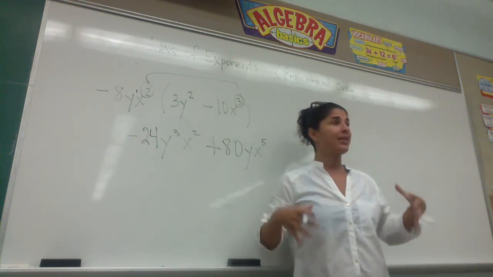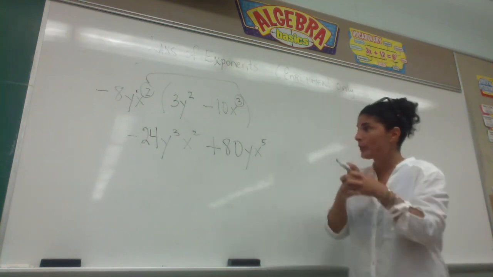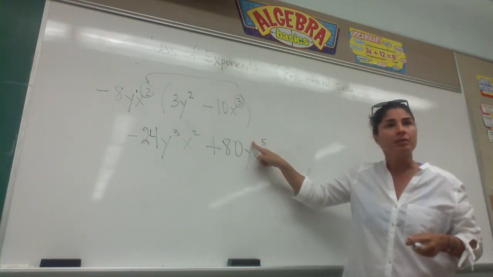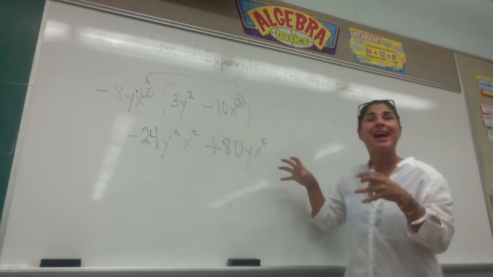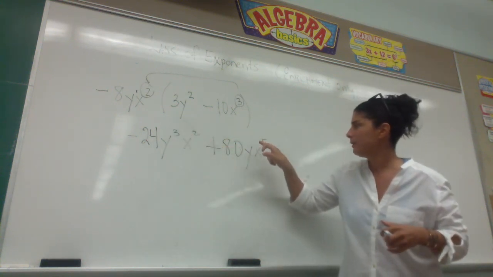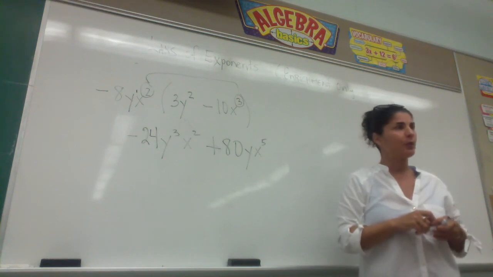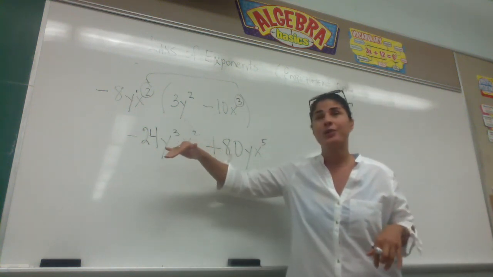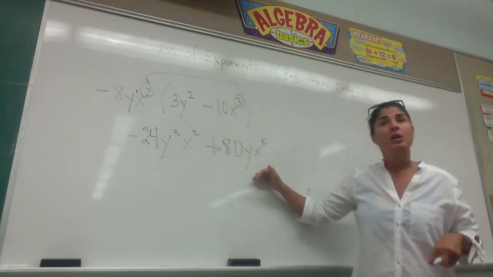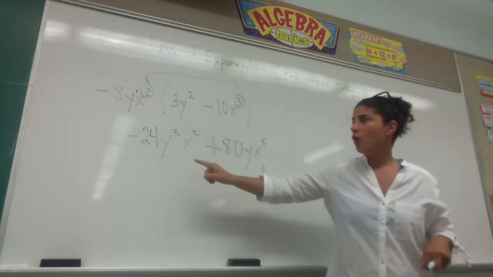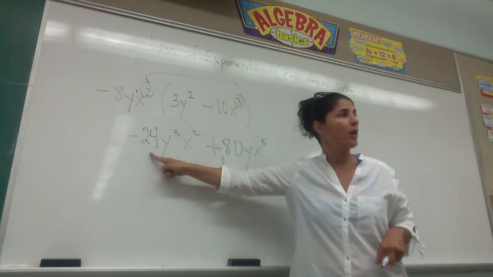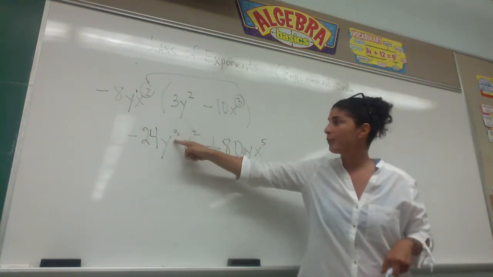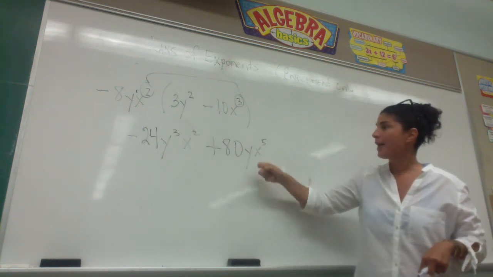The only way that I would be able to add them together is if I had y to the 3 here and x to the 5. They have to have the same exponent for us to be able to simplify them. They are not, therefore there are 2 terms, a binomial, with a coefficient of -24, a coefficient of 80, and exponents of 3, 2, 1, and 5.